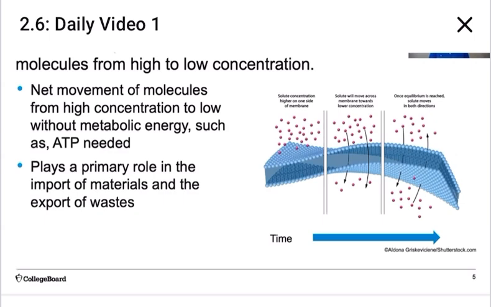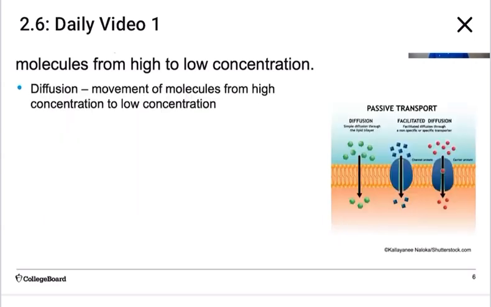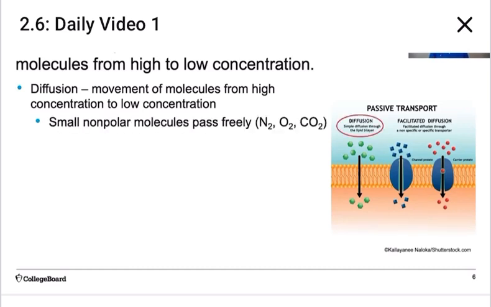There's two types of passive transport. The first type is diffusion, where the movement of molecules from high concentration to low concentration is just directly across the membrane. What type of molecules do that? That would be small nonpolar molecules such as nitrogen, oxygen, carbon dioxide. But what if their molecules are not small or nonpolar?